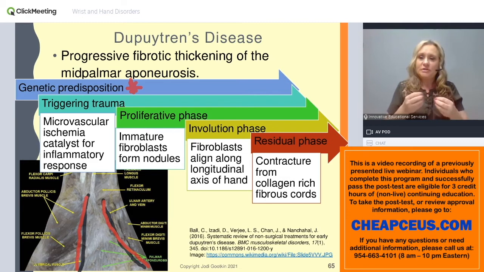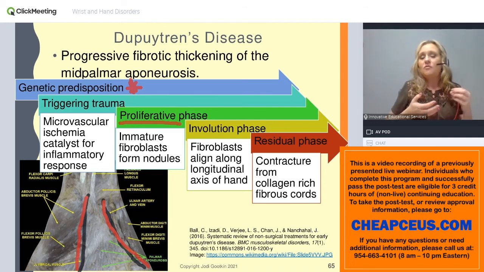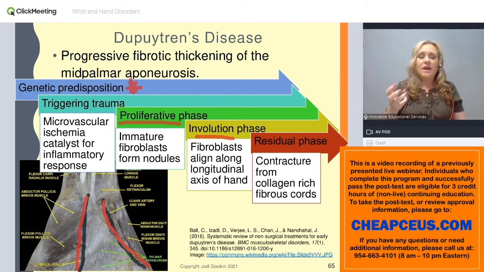Something that changes the microcirculation in the area seems to trigger this process where the individual first is going to form these immature fibroblast cells. The growth factors they're noticing tend to produce fibroblasts that lead to the development of more type 3 collagen as opposed to type 1 collagen. It's not as elastic.